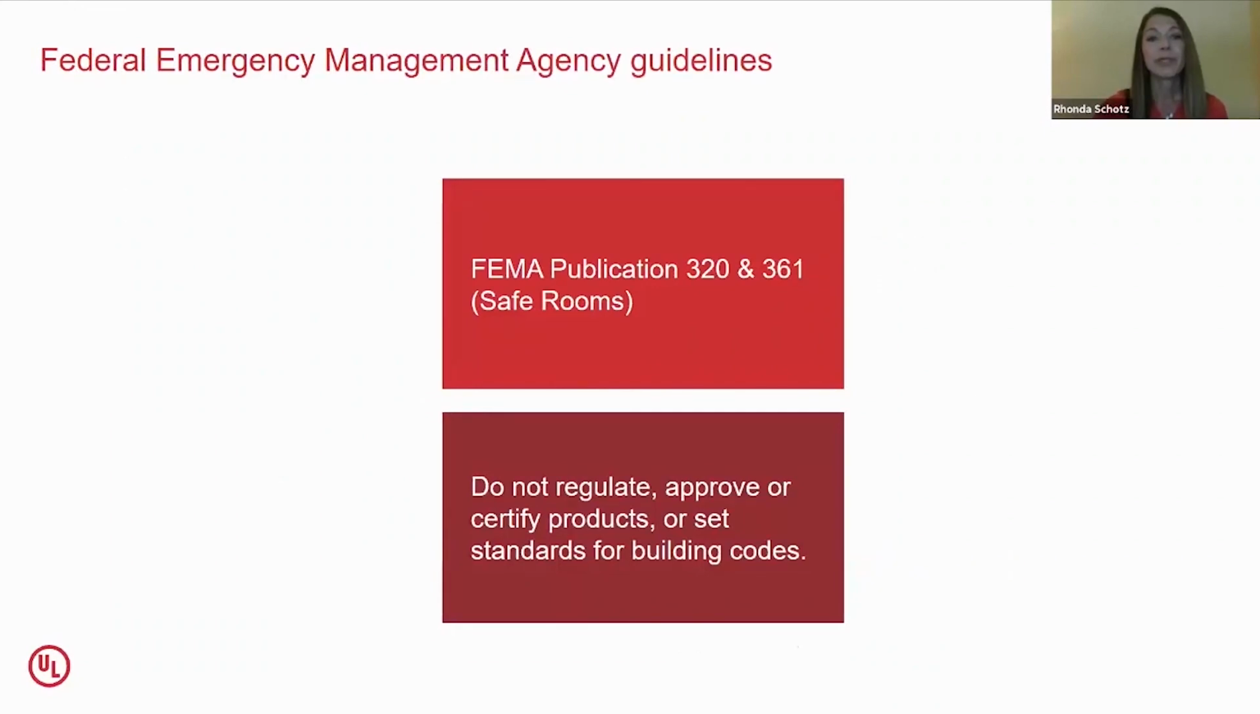The Federal Emergency Management Agency, otherwise known as FEMA, has publication 320 and 361, which are for safe rooms only. Just a note that FEMA does not regulate, approve, or certify products or set standards for building codes.